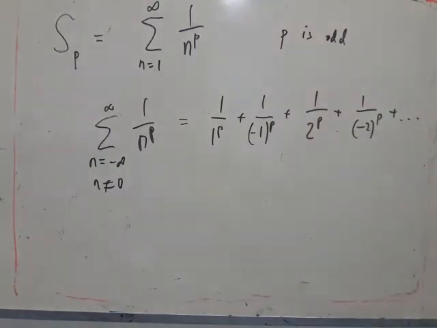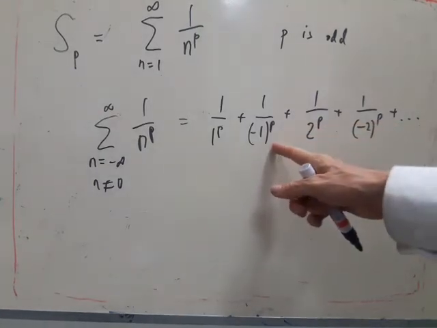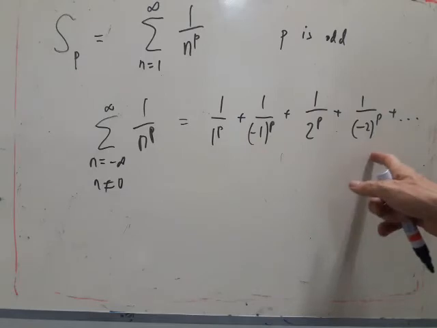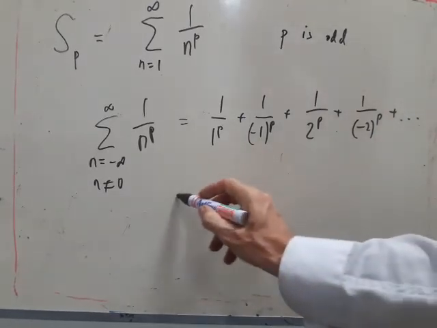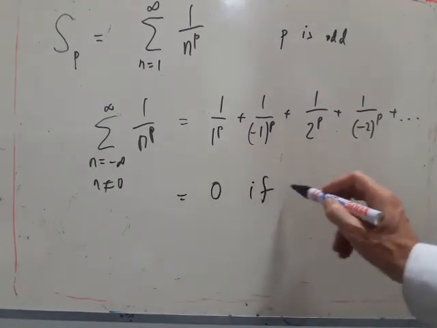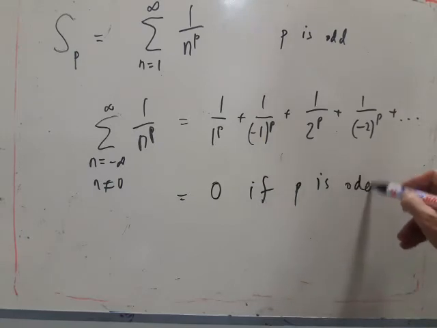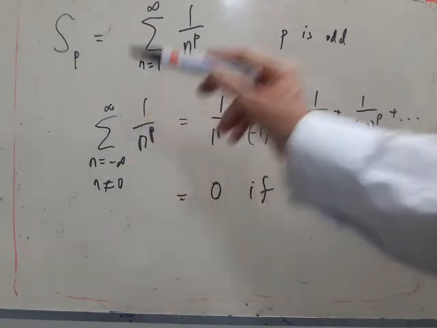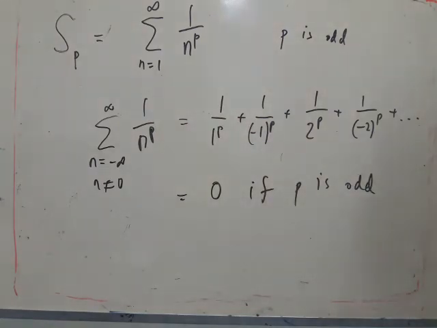So you see, the problem is that if p is odd, then we preserve the minus sign, and these two terms cancel, these two terms cancel themselves. So this is equal to 0 if p is odd. So we can't relate this in any way to the sum, our expression for residues, since our expression of residues will give the answer 0.